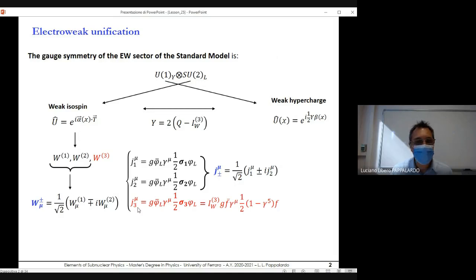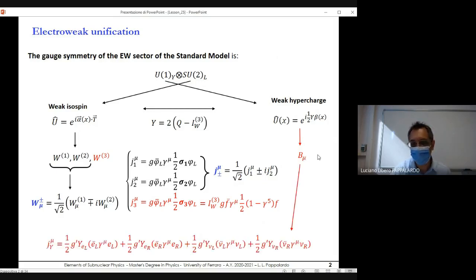Whereas the J3 is a neutral current. Okay. Now, back to the weak hypercharge. Also, in this case, we have to introduce a gauge boson, in this case just one that we call B mu. And this gauge boson corresponds also to an additional current, which is the current for the hypercharge, which is given here. It has a standard vector, four-vector structure.